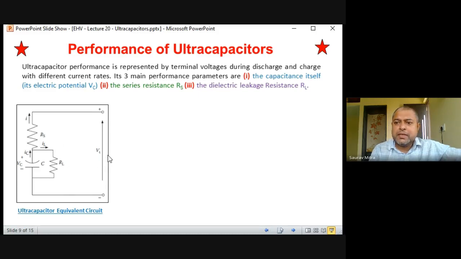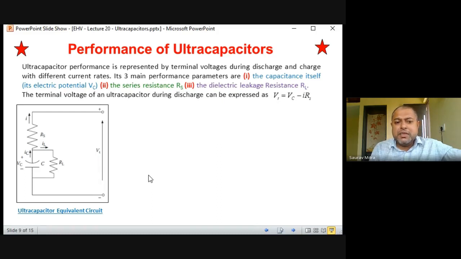Output voltage taken from the ultracapacitor is VT, and ultracapacitor stored voltage is VC. Whenever we are charging the ultracapacitor, it is getting charged up to VC, and it is producing IC during discharge. IC is getting divided into IL and I. IL flows through the leakage resistance, and I is being given to the actual output. So I is the actual current we are getting at the output, but IC is actually produced by the ultracapacitor. So IC minus I is equal to IL.